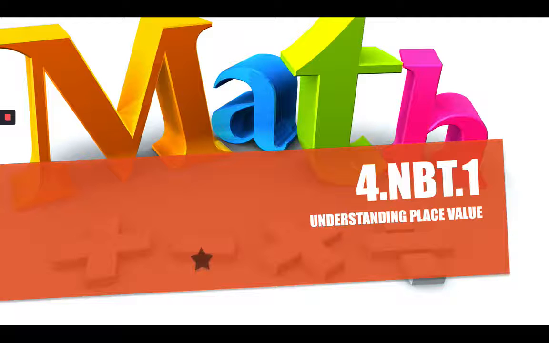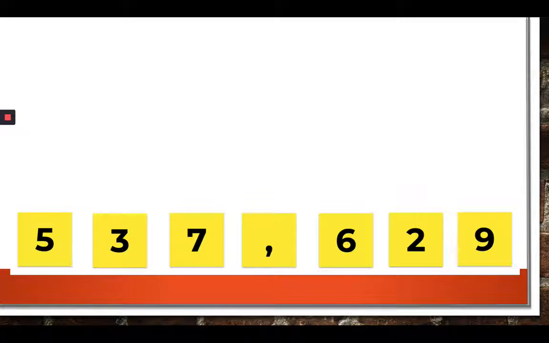Today we're going to focus on 4.NBT.1, Understanding Place Value. Let's start out with a quick review of place value. We know that when we're looking at place value, we always start with the digit to the right. Does anyone know what place the 9 is in? Correct, it's in the ones place.